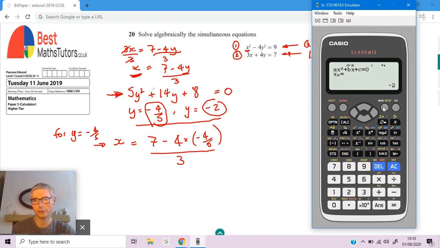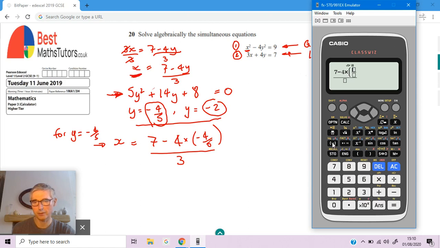So we need to go to the correct mode for this. So this one is actually just press setup or menu and go for 1, and that's just the basic calculation mode. And what we've got is a fraction we're trying to work out. We've got 7 minus 4 times, and I'm going to use a bracket here. Oops, that's the wrong one. Open up a bracket, and I'm going to put in my fraction.